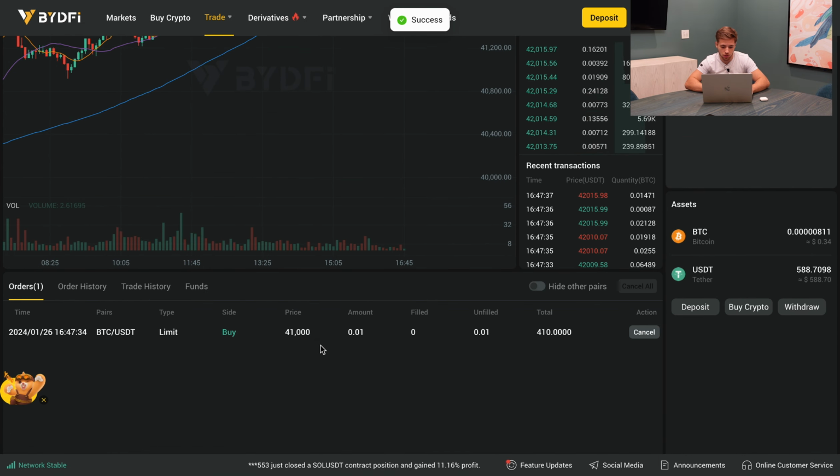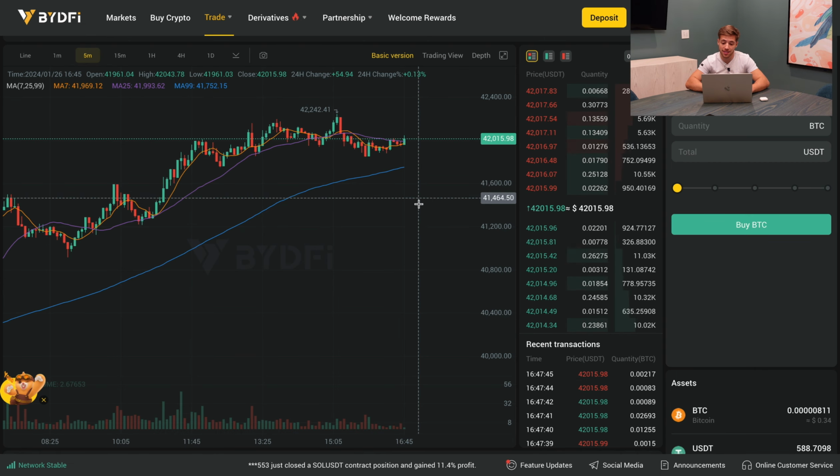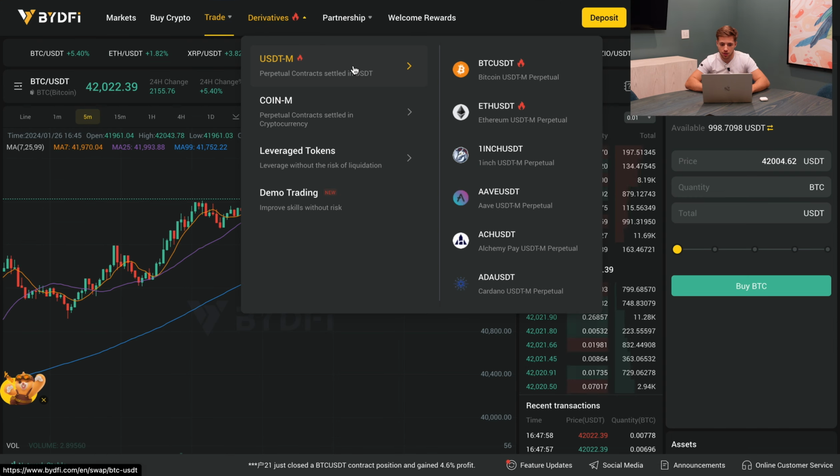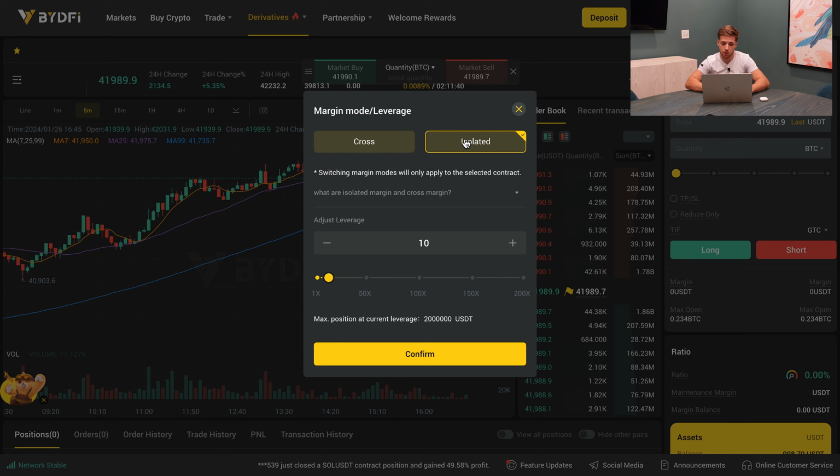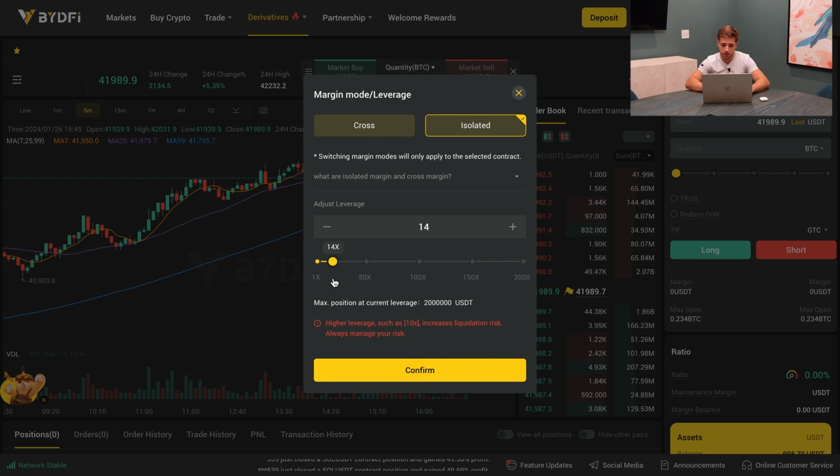And if you go into orders, you can see that the price 41,000 is a level. If Bitcoin gets to this price, the position is going to be filled, but I'm going to cancel it right now. Now we're going to go quickly through derivatives. It's basically a very simple concept. We're going to go through, let's say, 10x leverage.